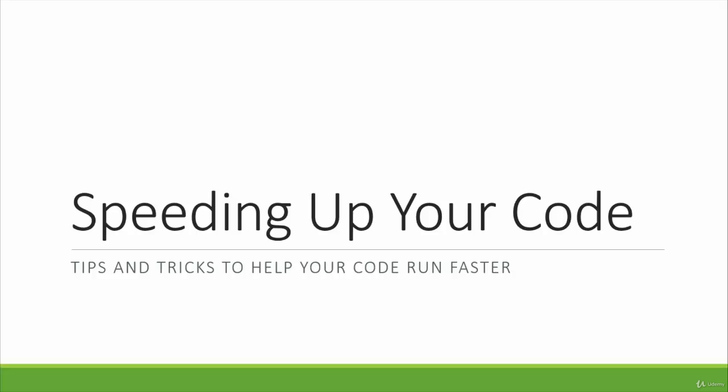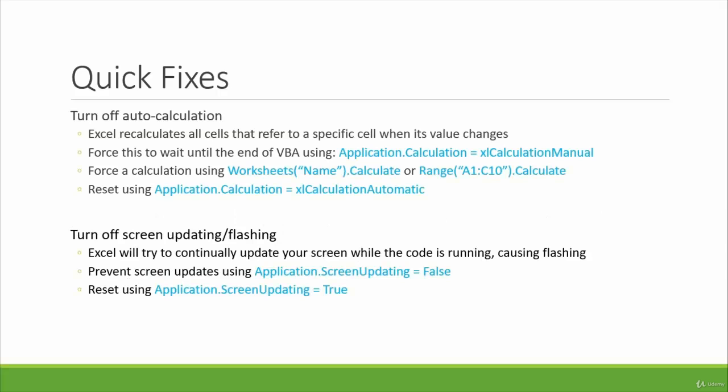And hopefully bring that runtime down. So starting with some quick fixes, the first thing you can do is turn off the auto calculation. And this is something that Excel does automatically. Anytime you change a cell's value, it will find any cell that references what you just changed, and it will recalculate that cell as well. So when you're rewriting a whole lot of data in your actual Excel file, this can result in a whole lot of calculation that doesn't necessarily need to be done right at that moment. And so what we can do instead is force that calculation to wait until the end of our code or somewhere in the middle if we want to recalculate.